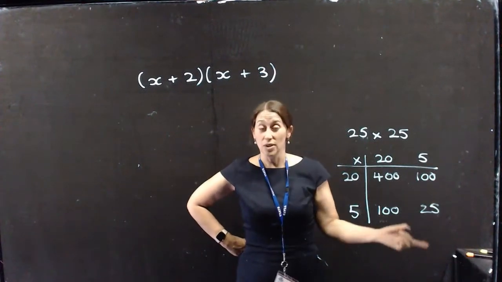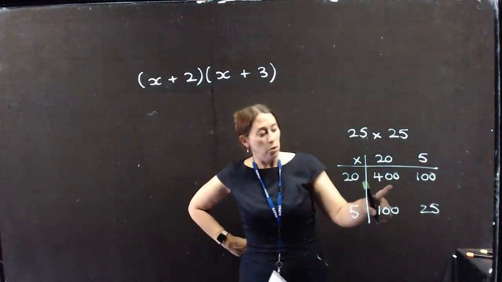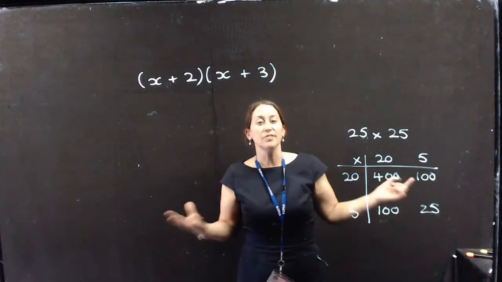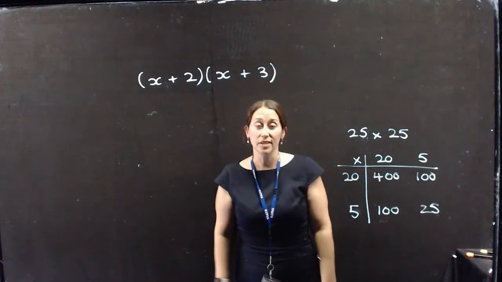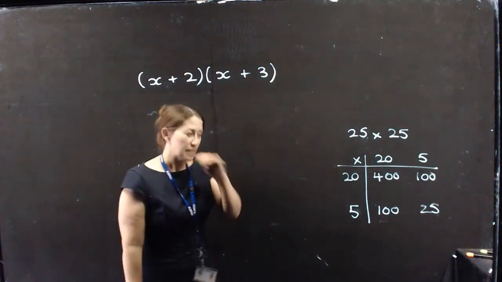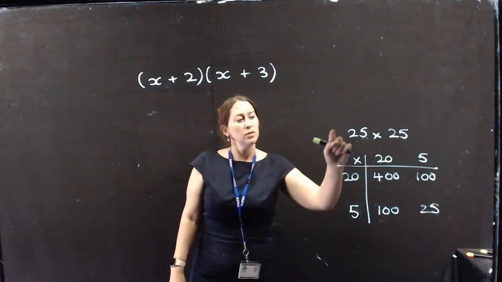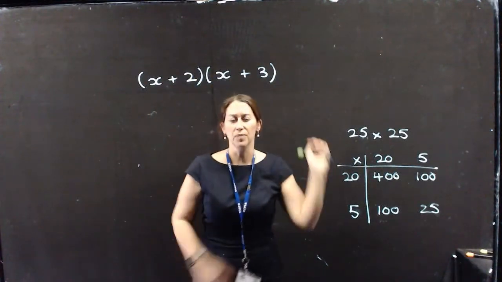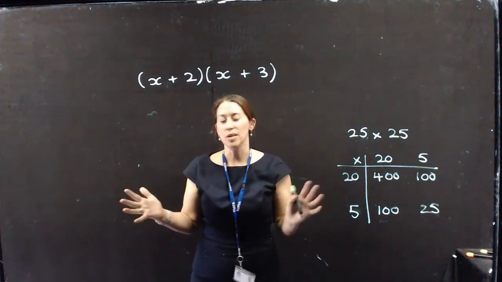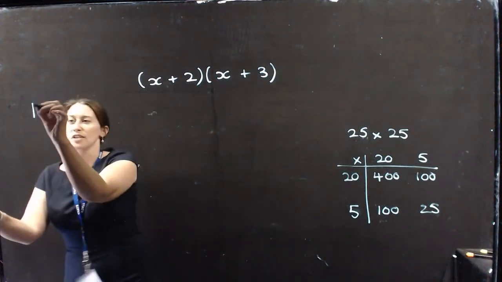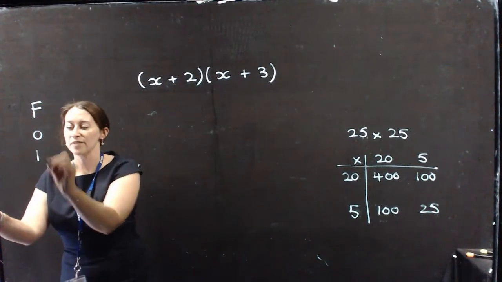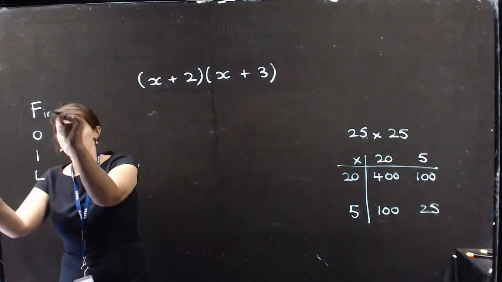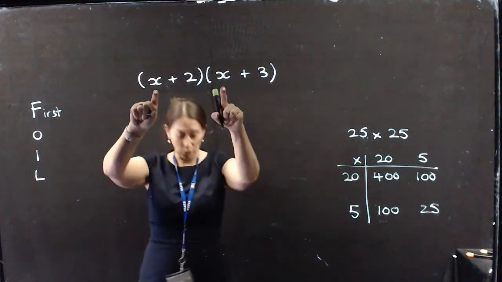And then what we did next, we added it all together. 400 plus 100, 500, 625. So we established that 25 times 25 is 625. And what's essentially happened here is we've multiplied every single part of one number with every single part of the other number. We're going to use an acronym called FOIL. FOIL is going to be the method that we're going to use to expand two brackets, the product of two expressions.